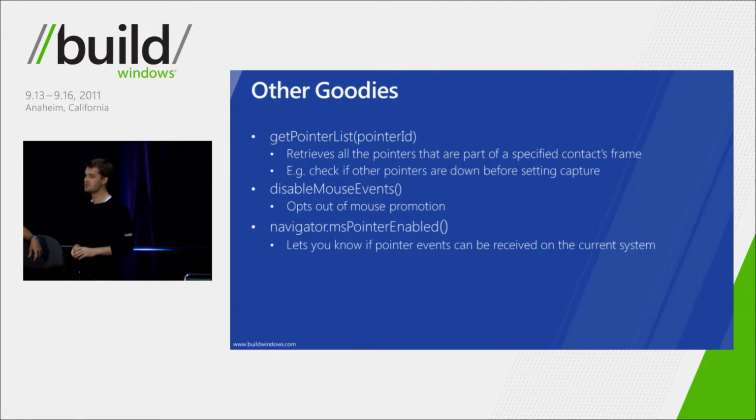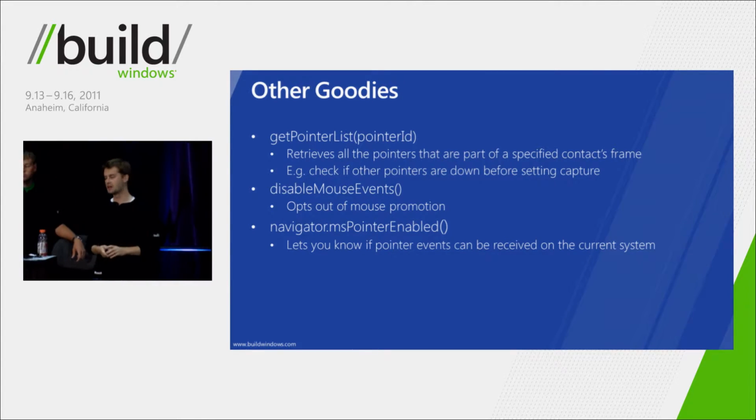Another example is maybe you have some element that's very greedy, and if any fingers are in it, you want to capture all the input to it. You could use getPointerList to determine when a finger comes down in there, if there's other elements you need to capture to it.